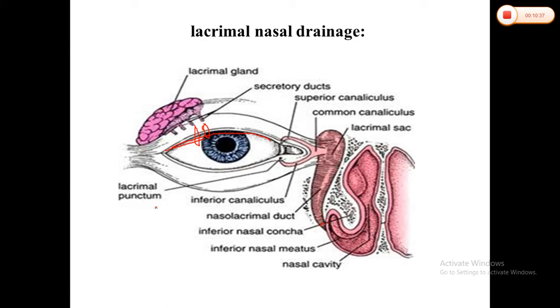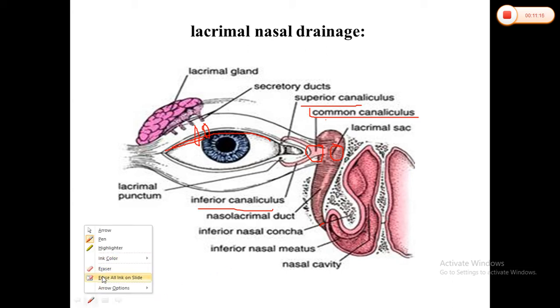Each of these drains into a canaliculus. Here are the inferior canaliculus and the superior canaliculus. They meet at one common point, called the common canaliculus, which carries the tears through the ampulla, the short vertical section of the tube, until turning towards the nose in a horizontal direction, and then enters into the lacrimal sac.